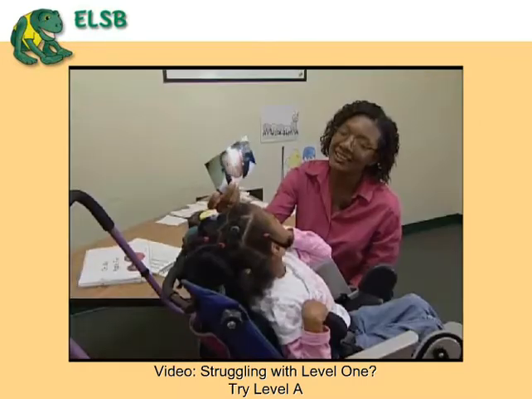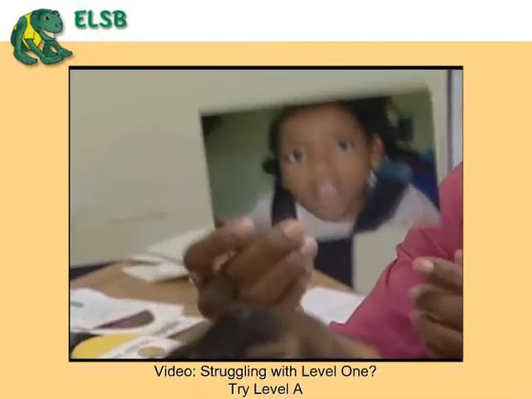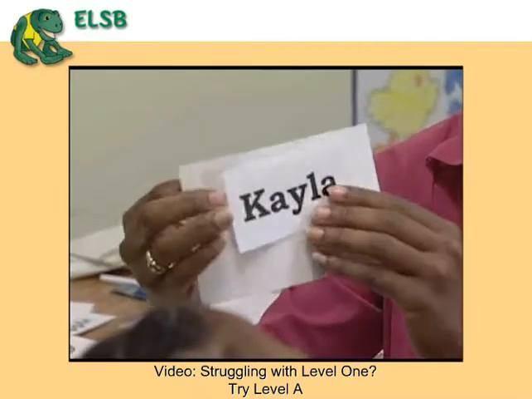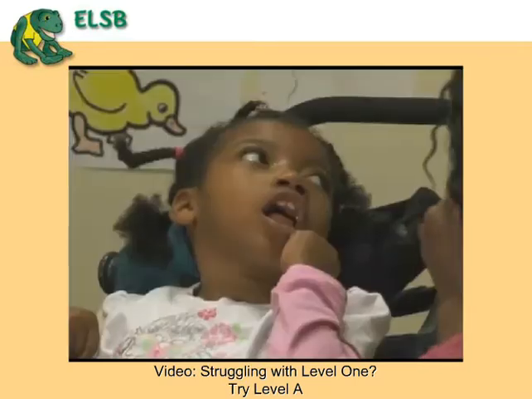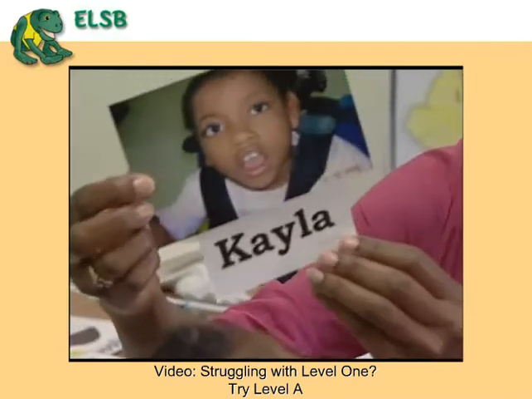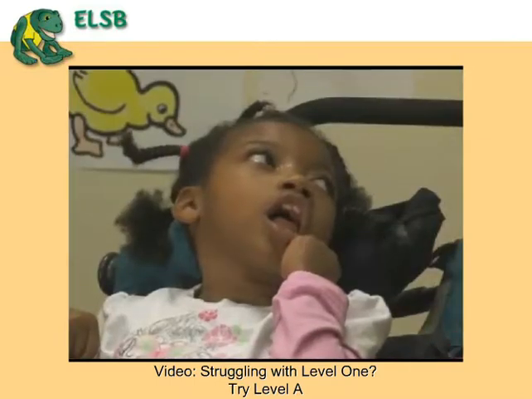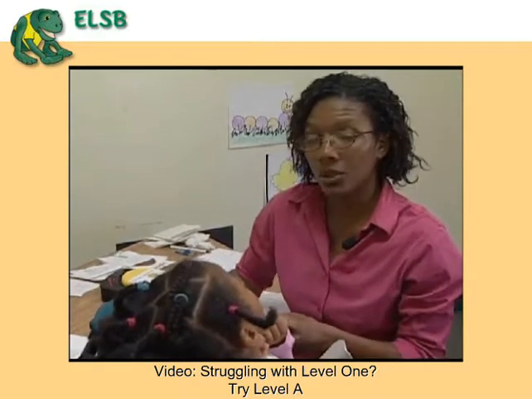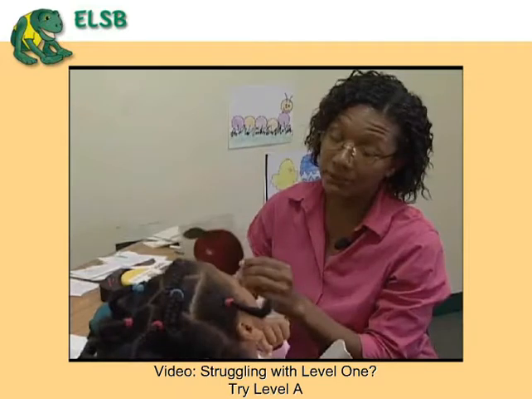Good job, Kayla. That's you. This is a picture of you, Kayla. And look, here is your name, Kayla. That's your name. I'm going to put the two together. Kayla, that's you, pretty girl. Now, let's try it again, but this time I'm going to show you an apple. We've been talking about apples a lot, especially with our story.